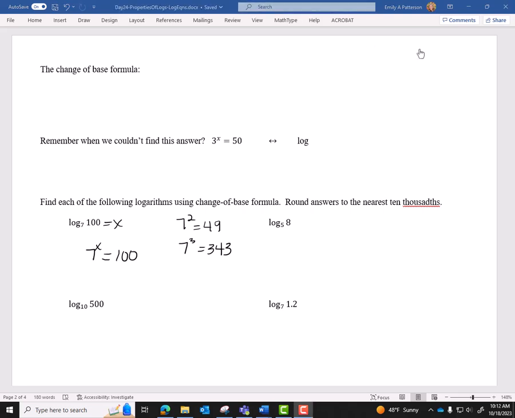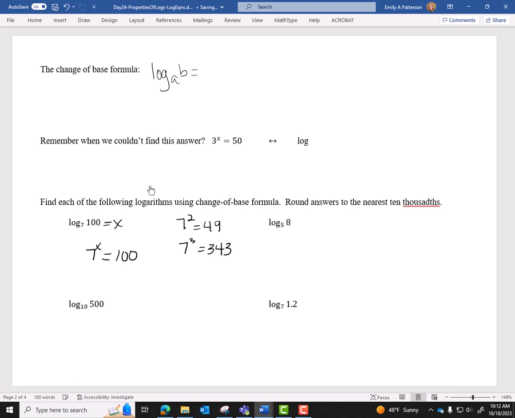So in order to do this, I need what's called the change of base formula. Instead of putting it into exponential form, which doesn't help us a lot, we're going to use this change of base formula. I'll give you the general form, which is log base a of b.